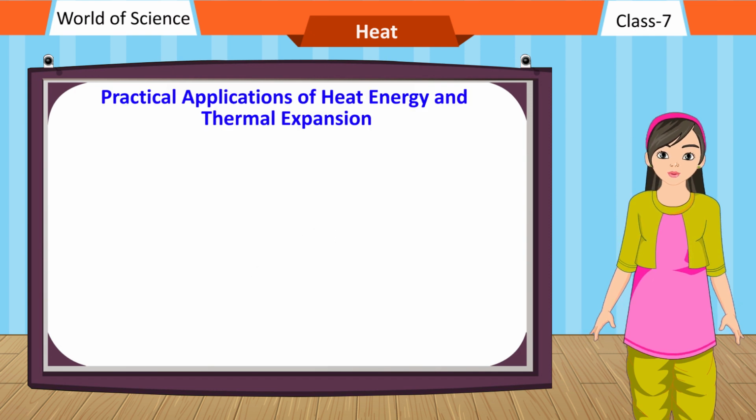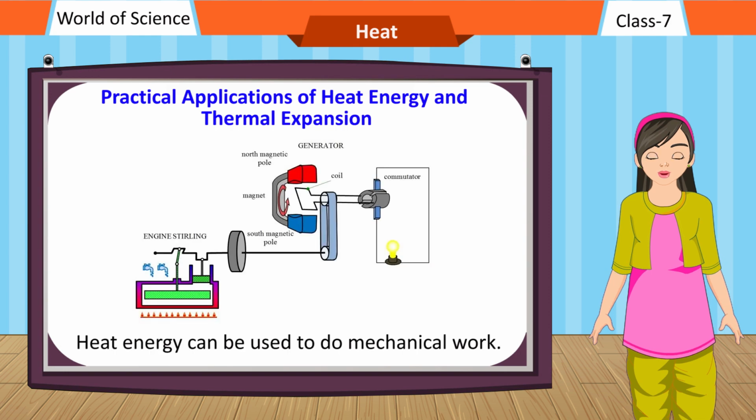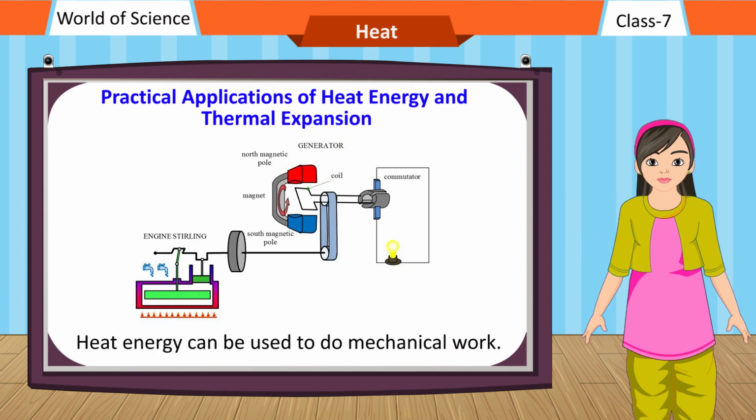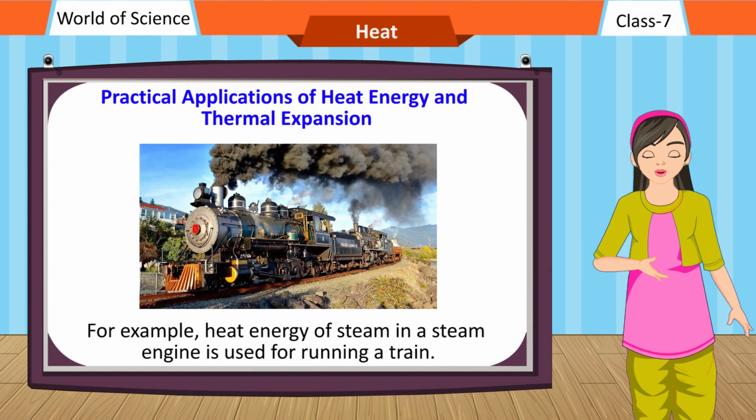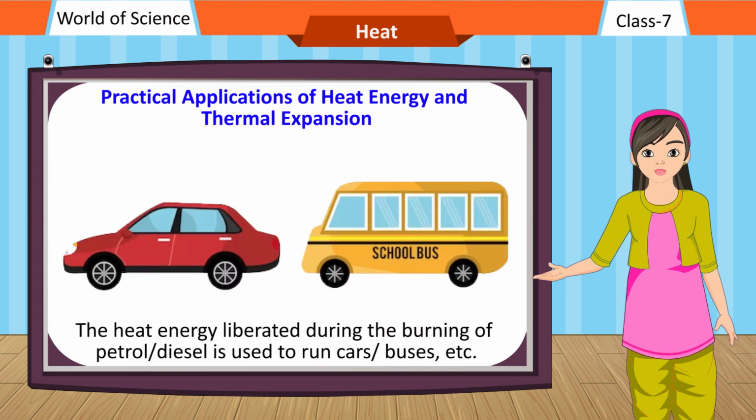Practical applications of heat energy and thermal expansion. Heat energy can be used to do mechanical work. For example, the heat energy of steam in a steam engine is used for running a train. The heat energy liberated during the burning of petrol and diesel is used to run cars, buses, etc.